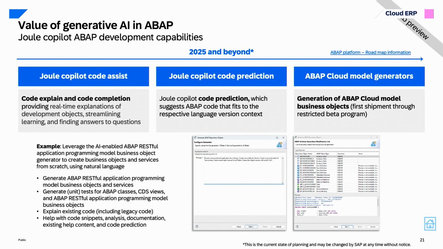So this is your way forward to build on top of that type of coding that you are involved in. Then we have the Joule Copilot Code Prediction that would help you to predict what type of ABAP code, and it provides you some suggestions about the ABAP code that fits the respective language version and context. Last but not least, ABAP Cloud Model Generator. And here we are even going to generate ABAP Cloud Model business objects for you. This is a huge investment we make to help you to accelerate the development, and all of that is included in our 2025 roadmap.